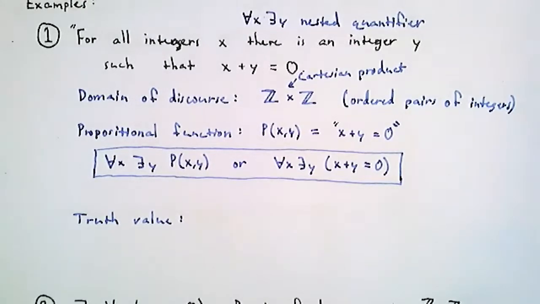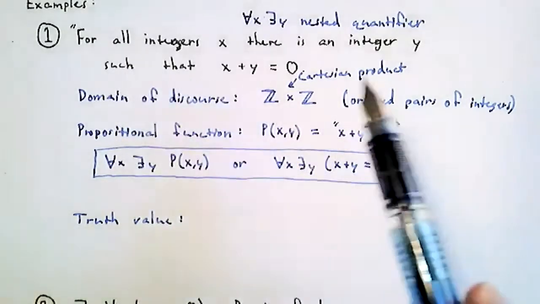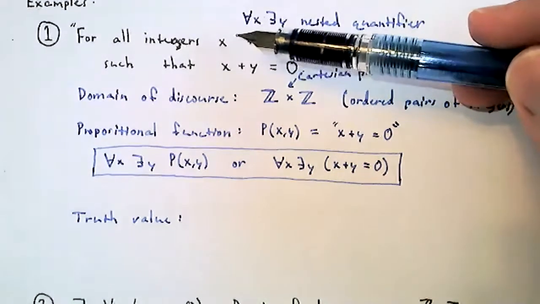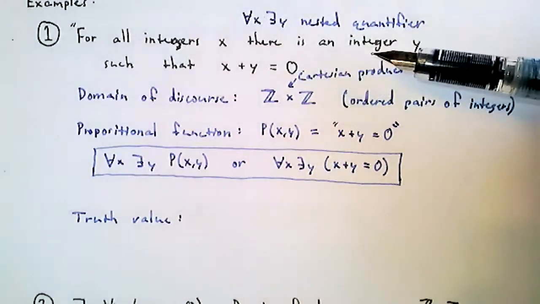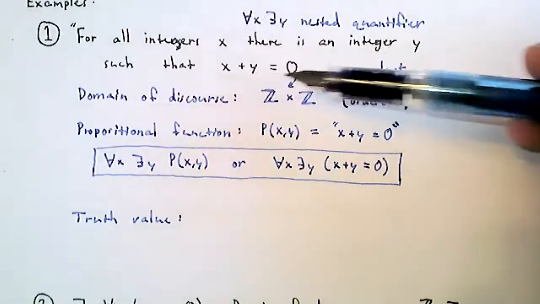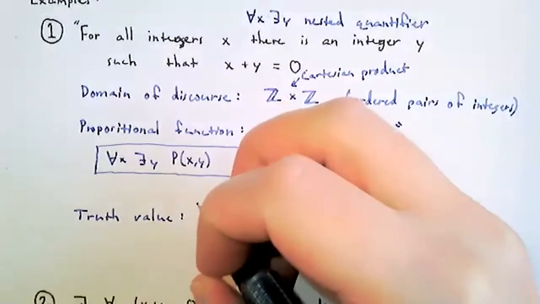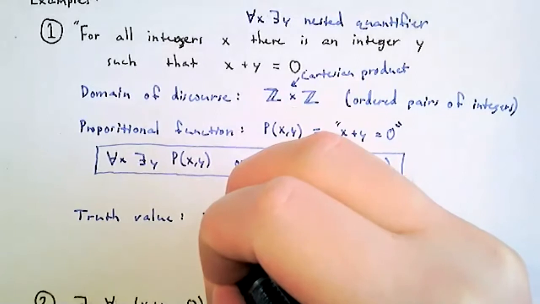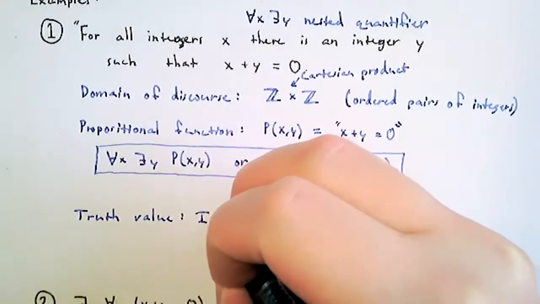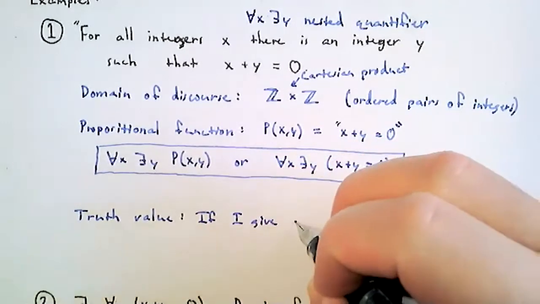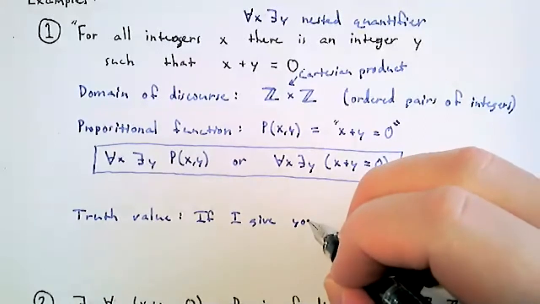Okay, so let's think about the truth value. Is this sentence true or is it false? So if you give me an integer x, can you find an integer y so that when you add it to x, you get 0? Maybe I'll write out that question. Right, it is true.